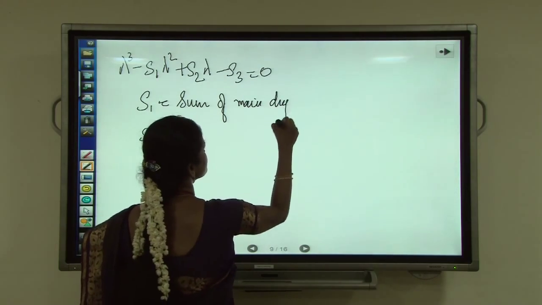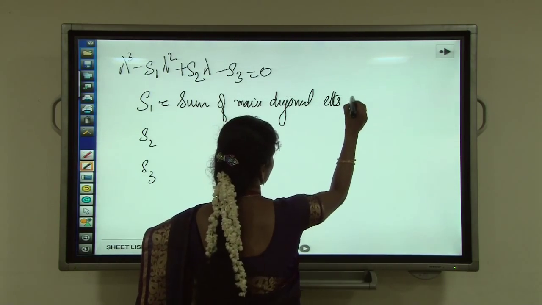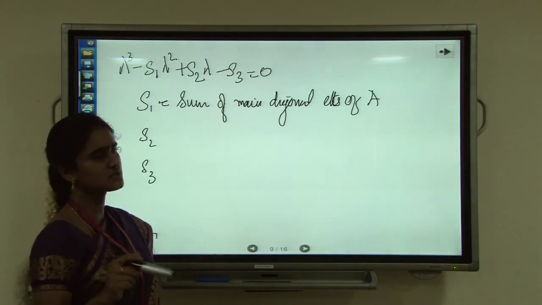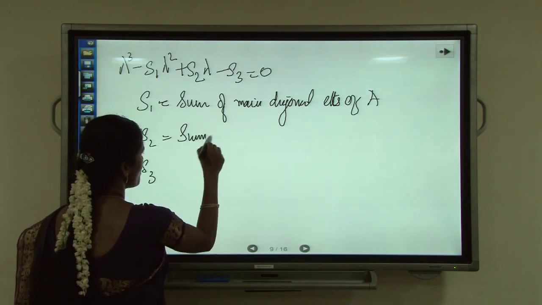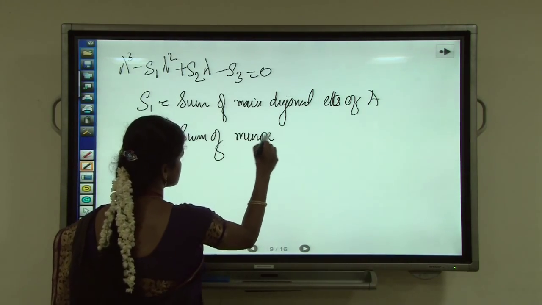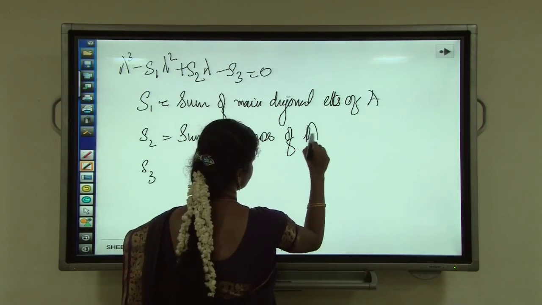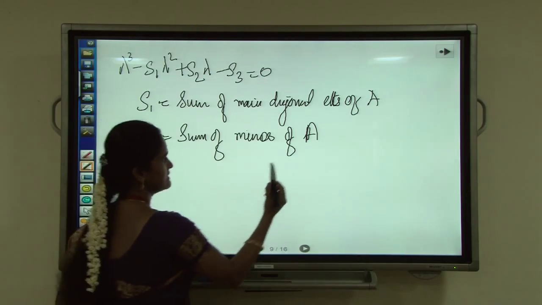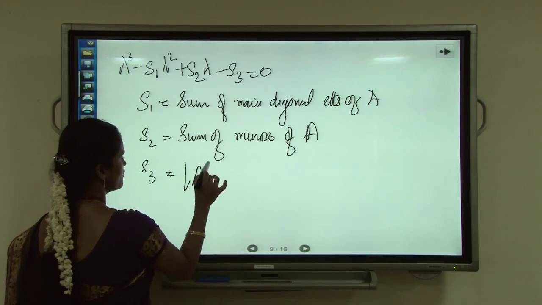It is the sum of the main diagonal elements of A. You sum up all the main diagonal elements of A, and S2 is the sum of the minors of the main diagonal elements of A, and S3 is the determinant of A.